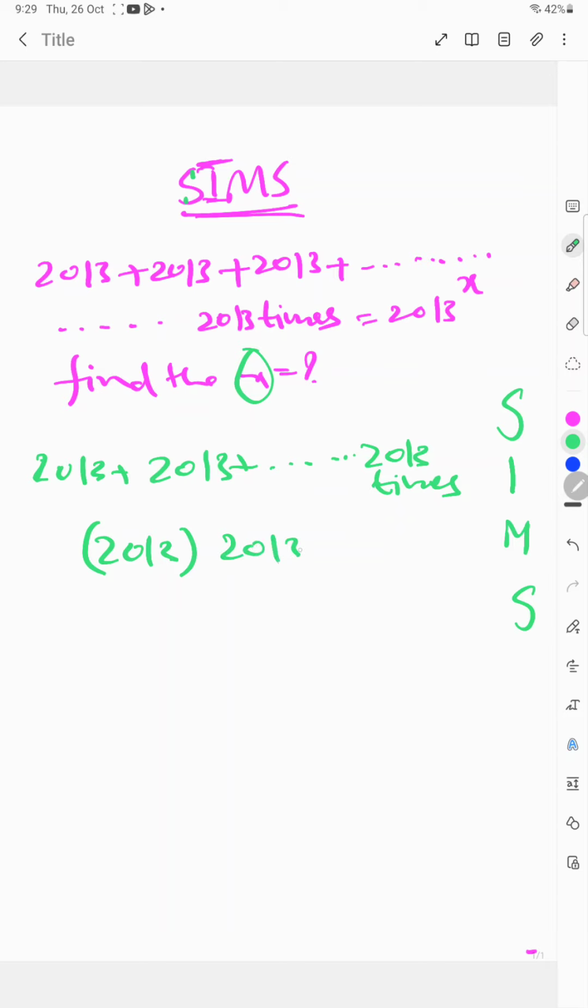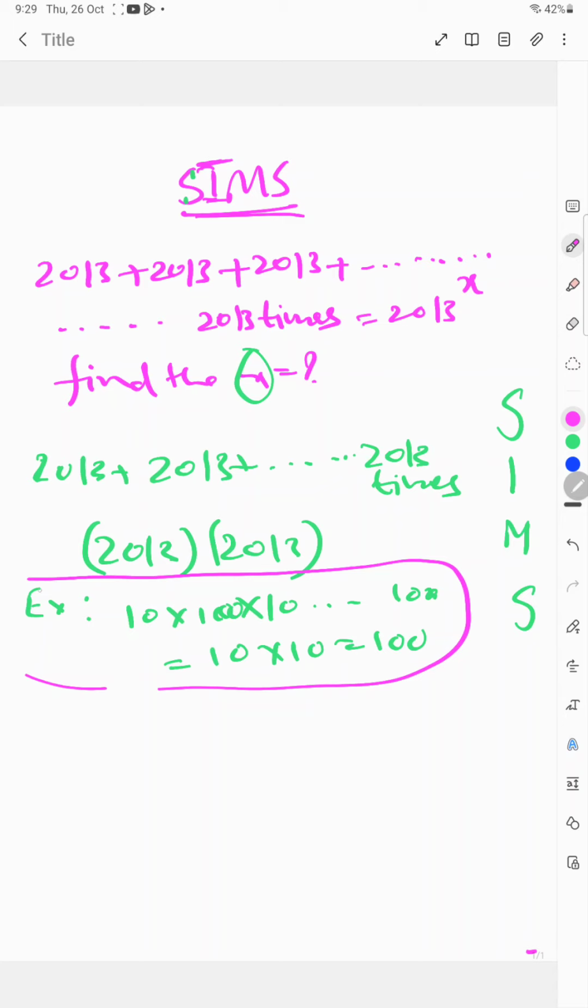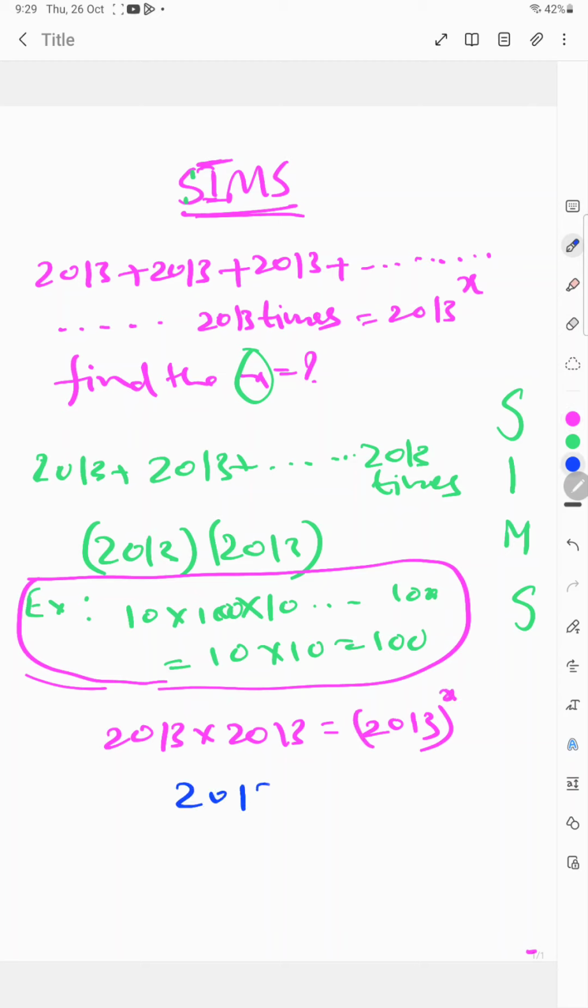2013, because it is 2013 times. For example, 10 into 10 into 10 into 10 and so on, 10 times, means 10 into 10, which is 100. Similarly, 2013 into 2013 times, so 2013 into 2013 is equal to 2013 to the power of x. So 2013 into 2013, that is 2013 squared, is equal to 2013 to the power of x.